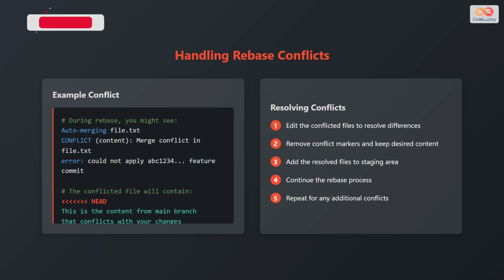The conflicted file will contain markers indicating the conflicting sections, such as <<<<<<< HEAD, then the current change, =======, then the incoming change and >>>>>>> ABC1234 feature commit. To resolve conflicts, edit the conflicted files to resolve the differences. Remove conflict markers and keep desired content. Add the resolved files to the staging area and continue the rebase process. Repeat for any additional conflicts.